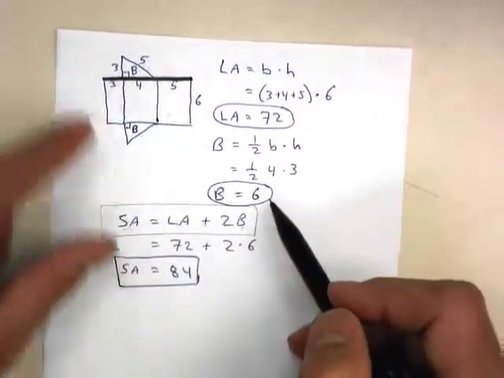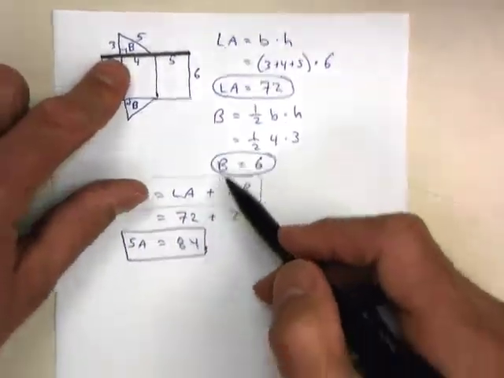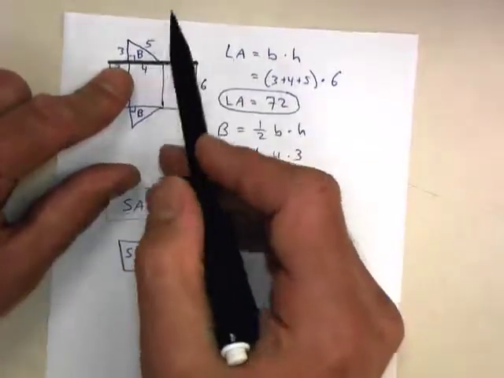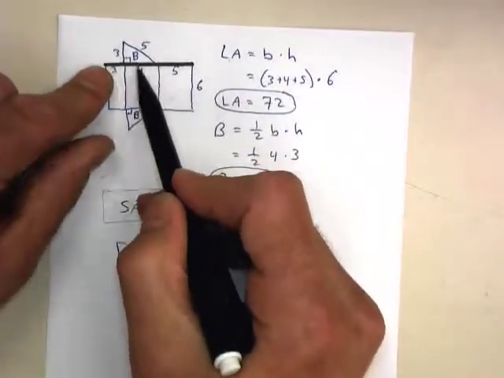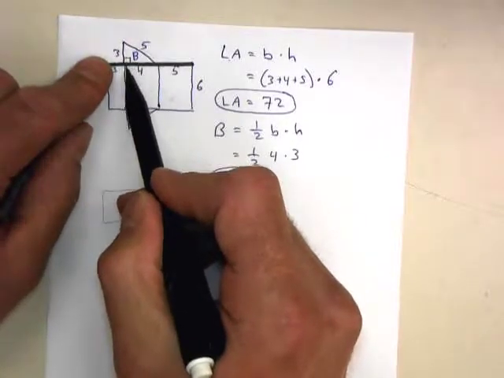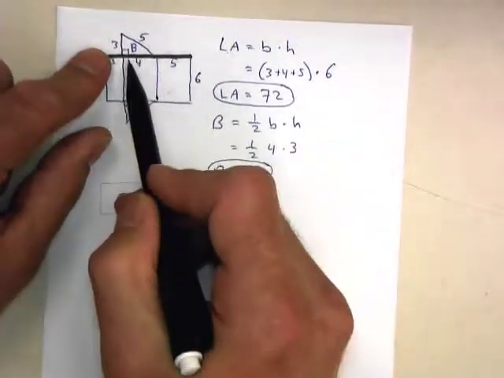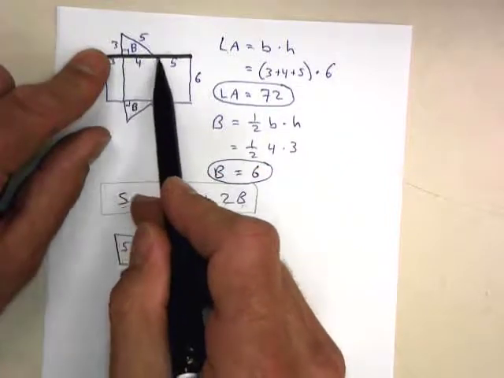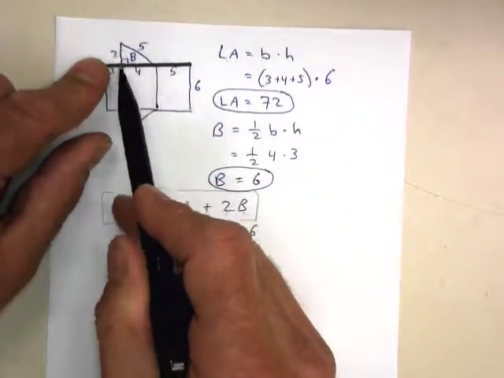And then I need to add that to 2 times the area of the base. Let's figure out the area of this base. And since this is a right triangle, I can consider my base to be 4 here, and my height is 3.